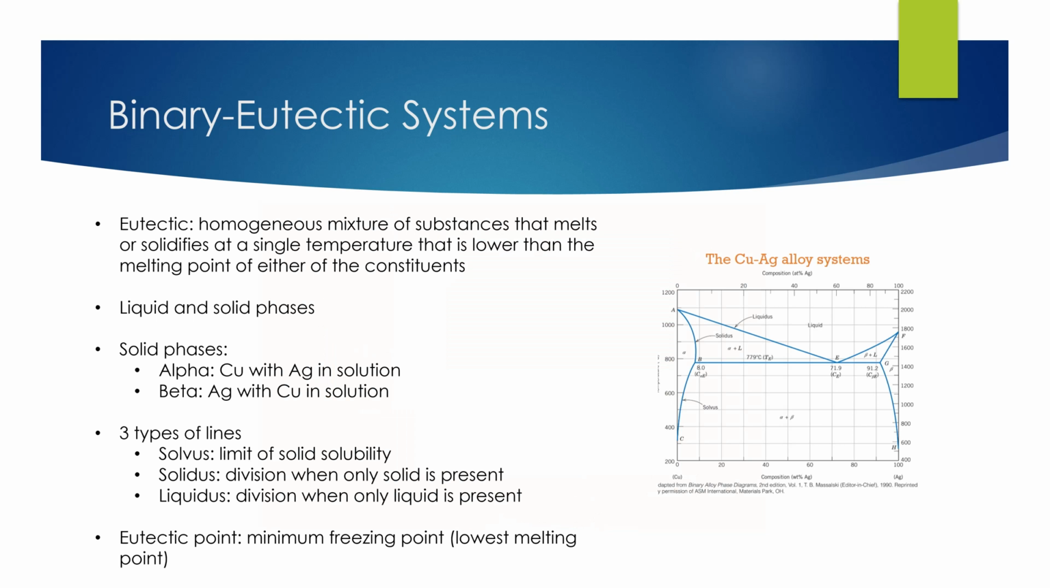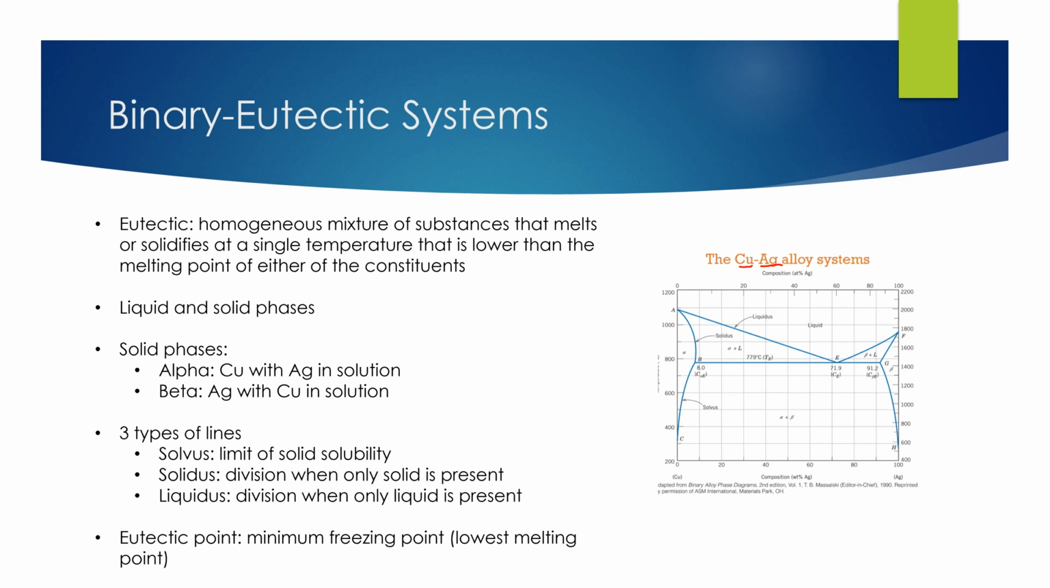Alright, now we're on to binary-eutectic systems, which are the systems we'll be focusing on for this course. Binary meaning two, and if you look over at our phase diagram, we have copper and silver in an alloy system.